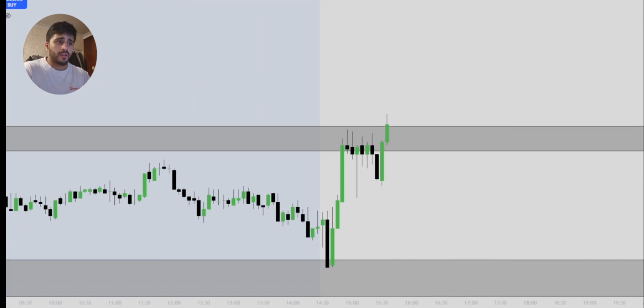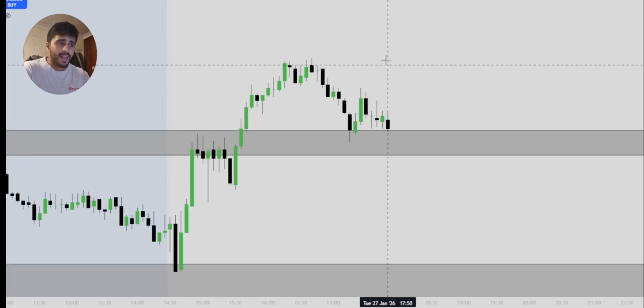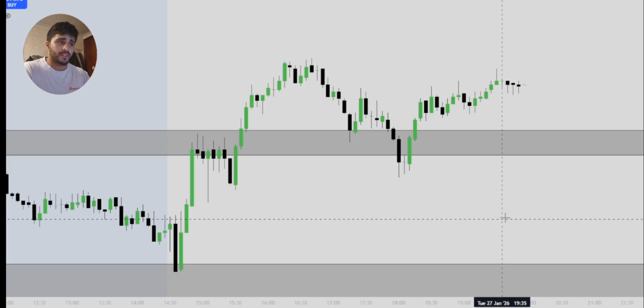This is where we're going to go over how you could have essentially used this to your advantage, right? So here we have our classic break and retest model, right? This is your classic break and retest.